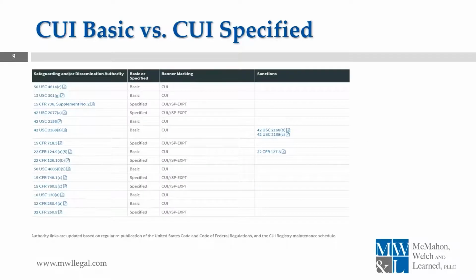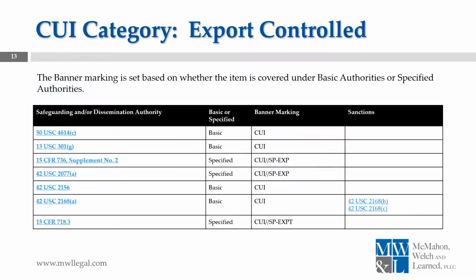So here is an example of drilling down into export control. This is kind of hard to read, so what I've done is I've pulled it out and covered it on this slide here. What you have is the regulation, and this is just an excerpt, by the way, the actual regulation that describes how it's to be safeguarded and or disseminated. You have a designation of whether it's basic or specified. And then you have a designation of what the marking is.